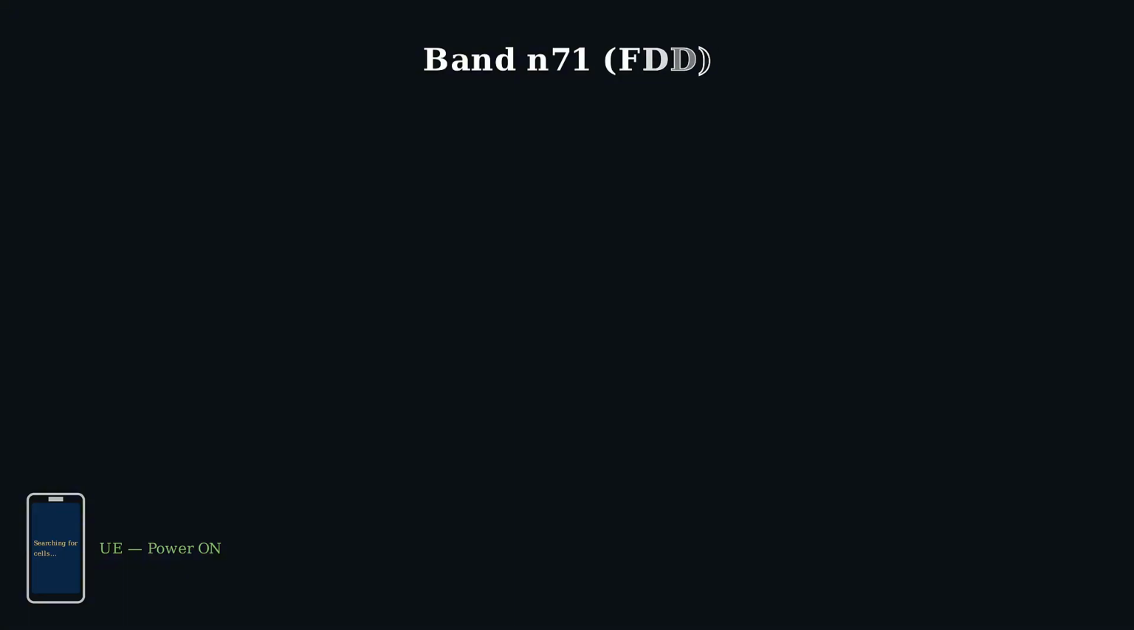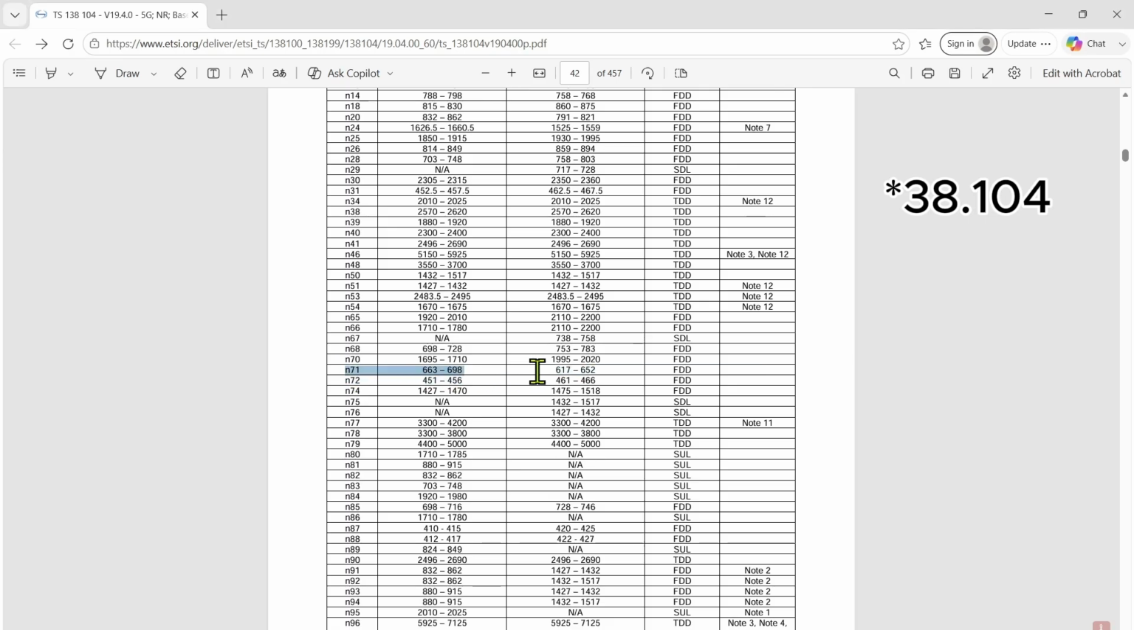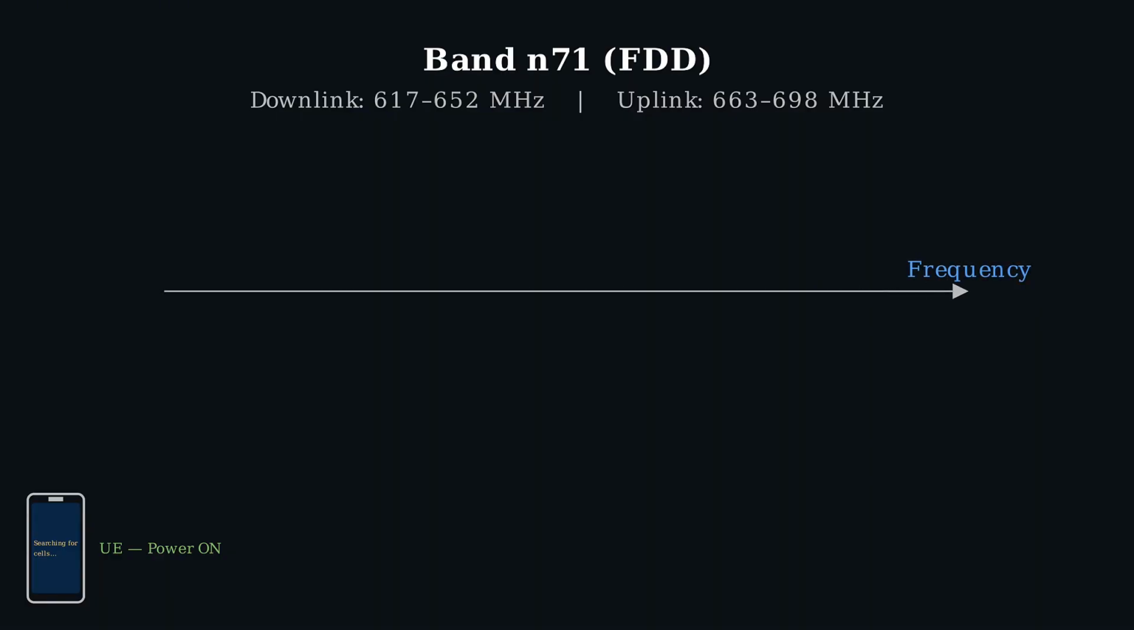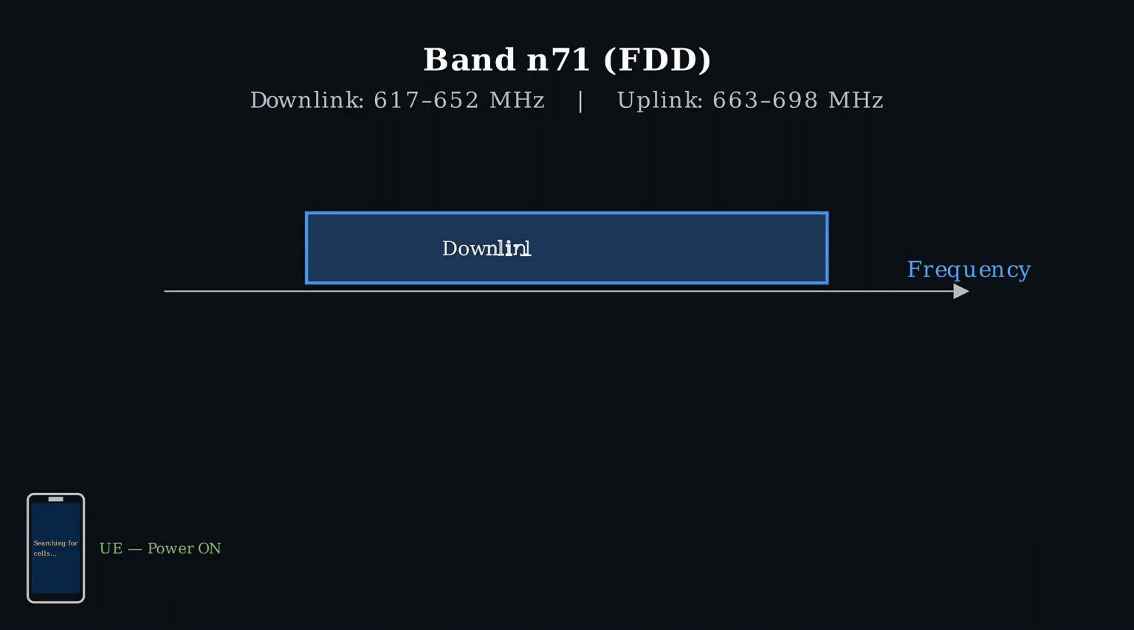Band N71 is an FDD band. The downlink, which is the direction from the mobile tower, the gNodeB, to the phone, spans 617 to 652 MHz. That's a 35 MHz slice of spectrum that the UE has to search.